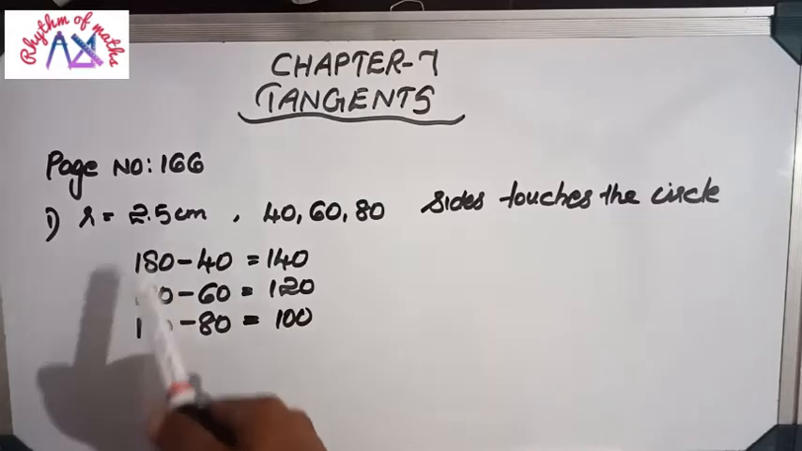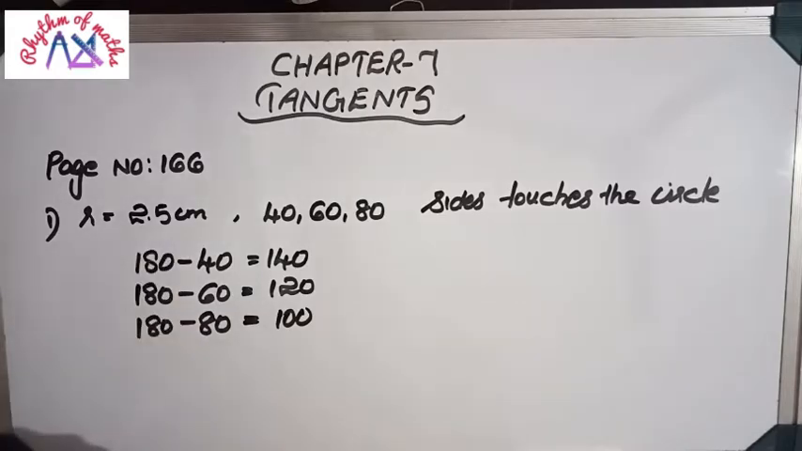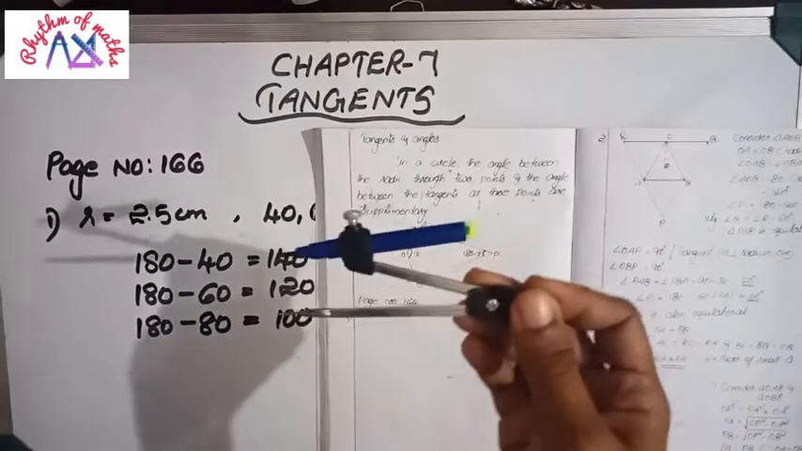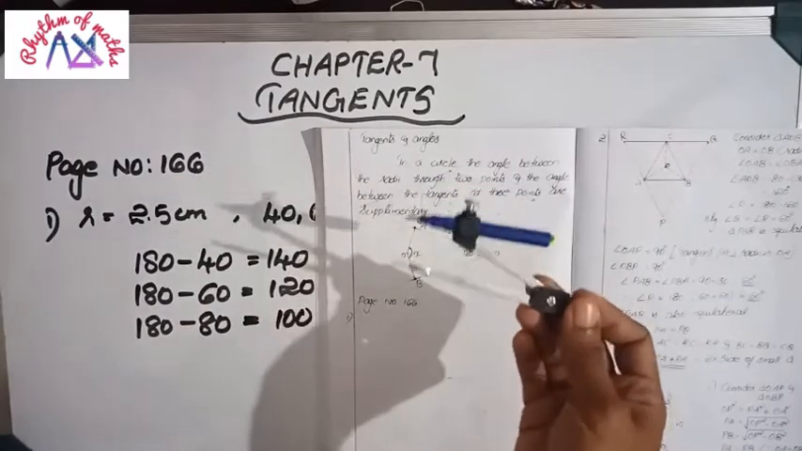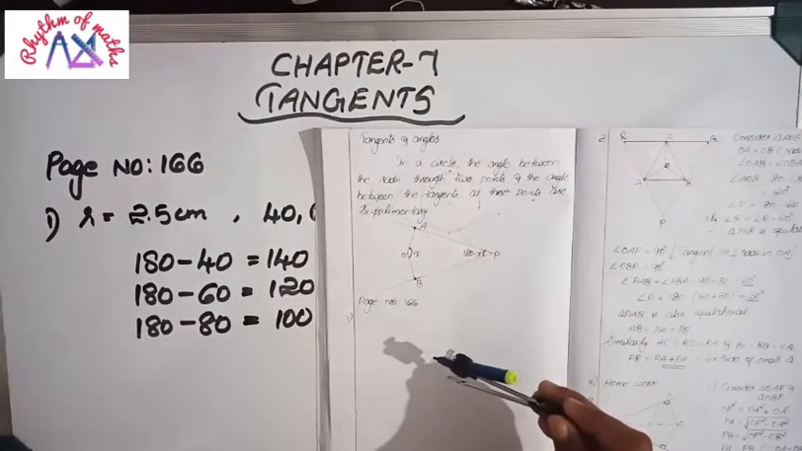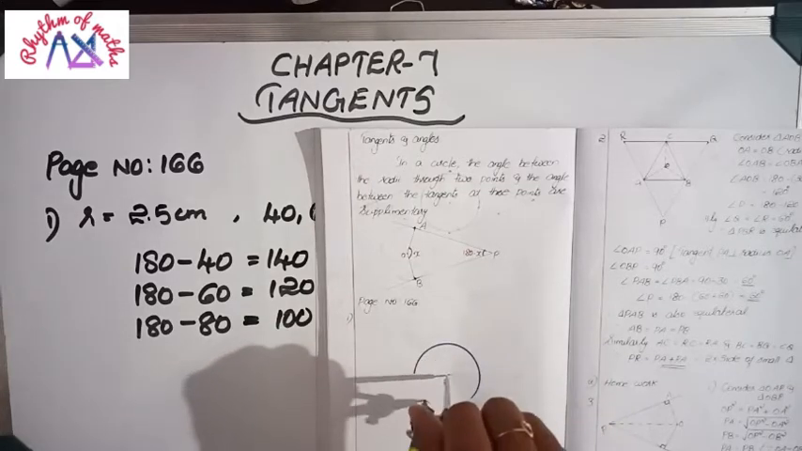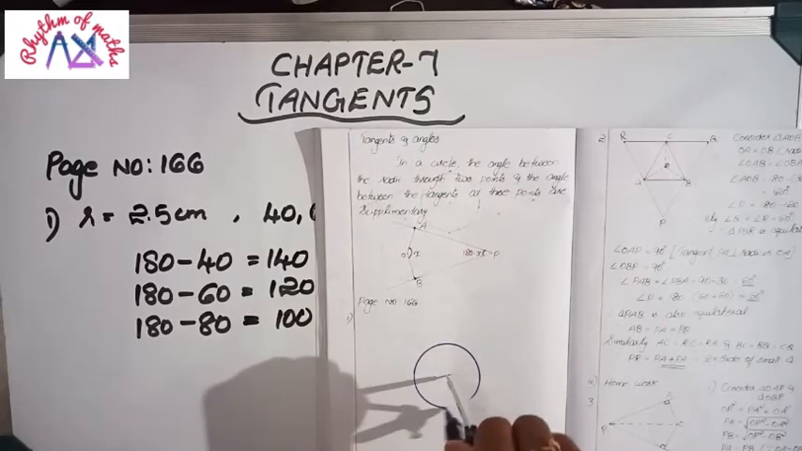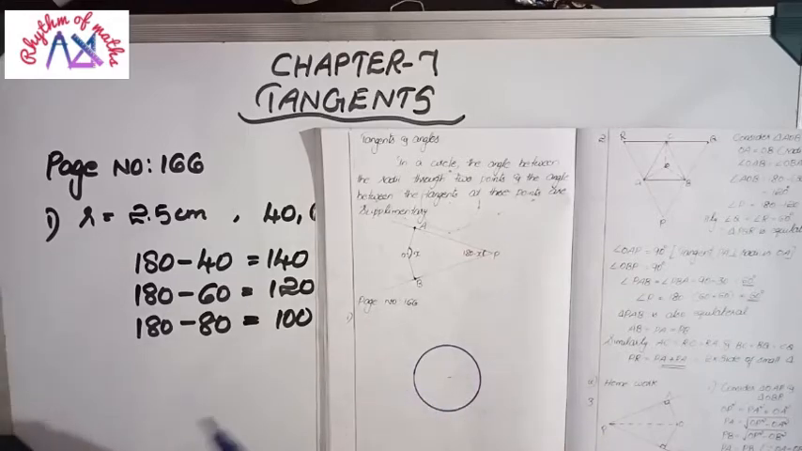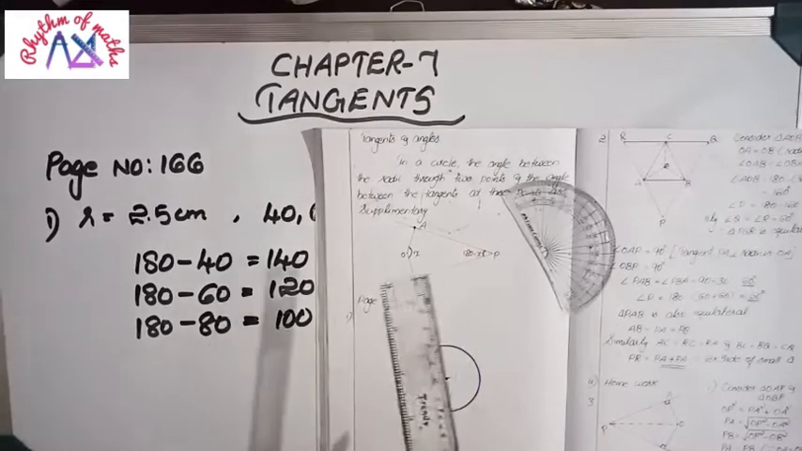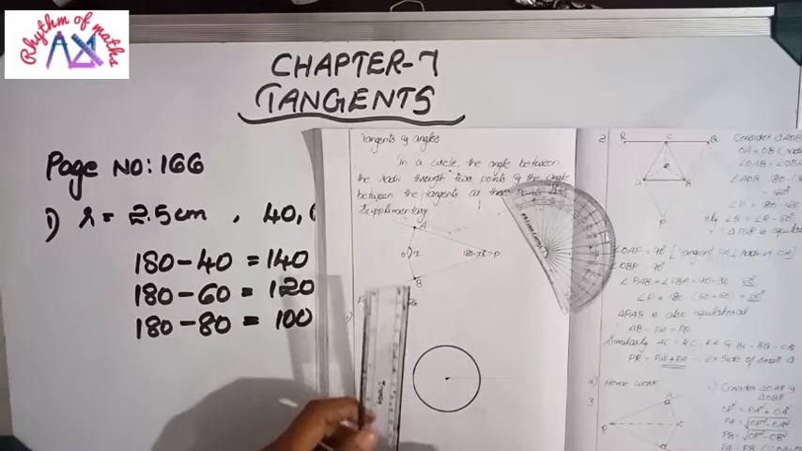So first of all draw a 2.5 centimeter circle. So measure 2.5 centimeter in the compass and draw a circle of radius 2.5 centimeter first, like this. Okay, draw a circle first. After that, take your protractor. In order to use protractor, we need a base line.